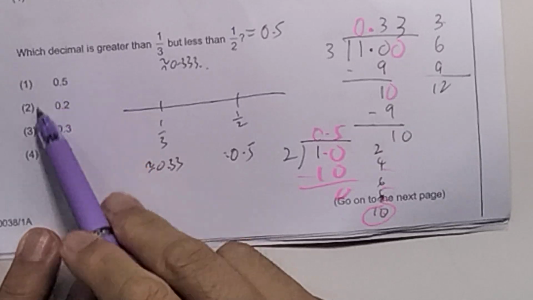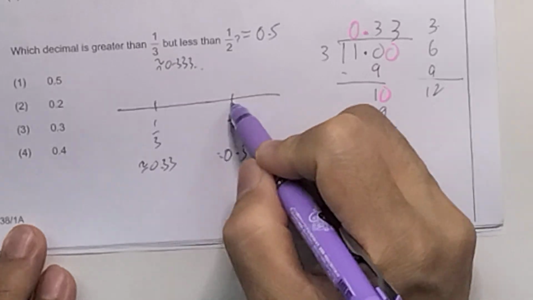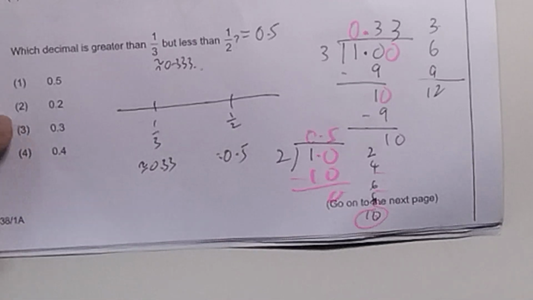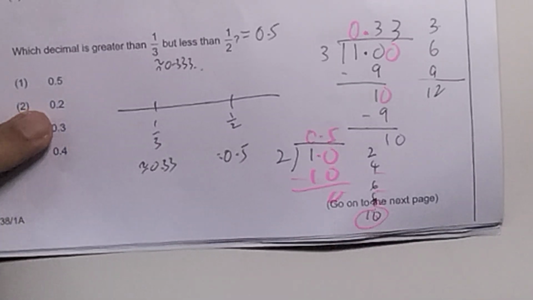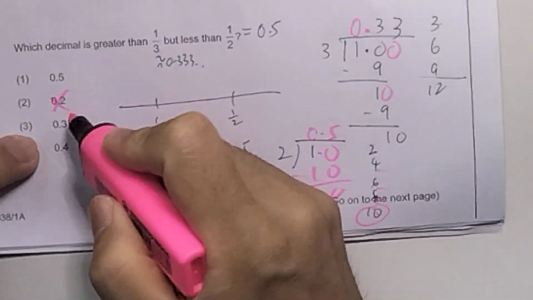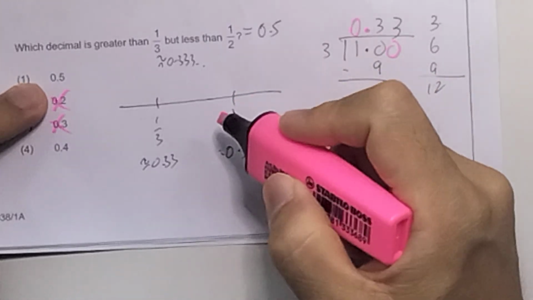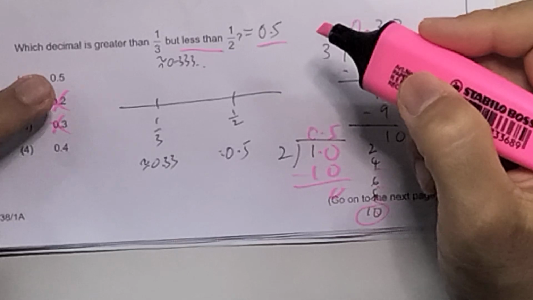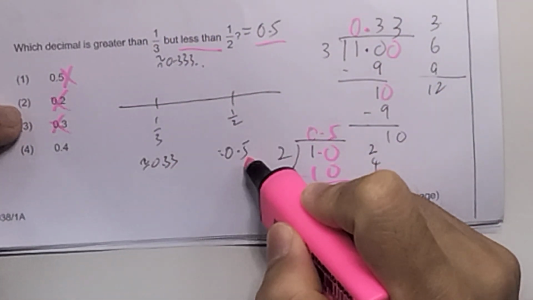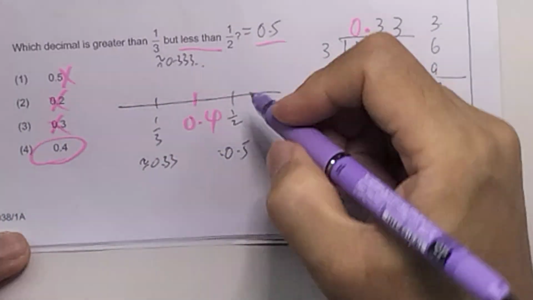So which decimal here is greater than 1/3 but less than half? So it must be something in between 0.33 and 0.5. So let's eliminate those that are definitely wrong. 0.2 is less than 0.33, so this is out. 0.3 is less than 0.33, so that is out. 0.5 is exactly at 0.5, which is also out because we want something that's less than 0.5, not exactly at 0.5. And 0.4 is larger than 0.33, 0.4 is smaller than 0.5, 0.4 is somewhere inside here, so 0.4 is the answer. Answer is 4.